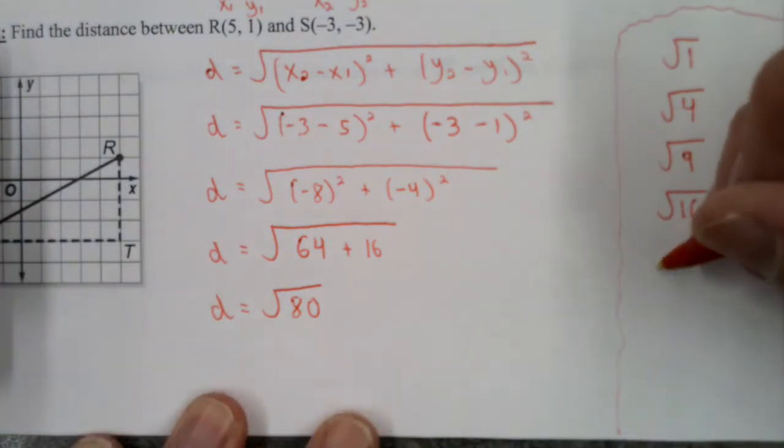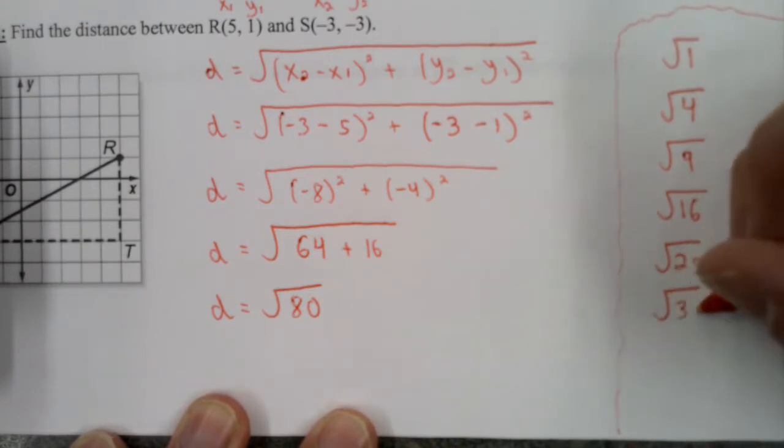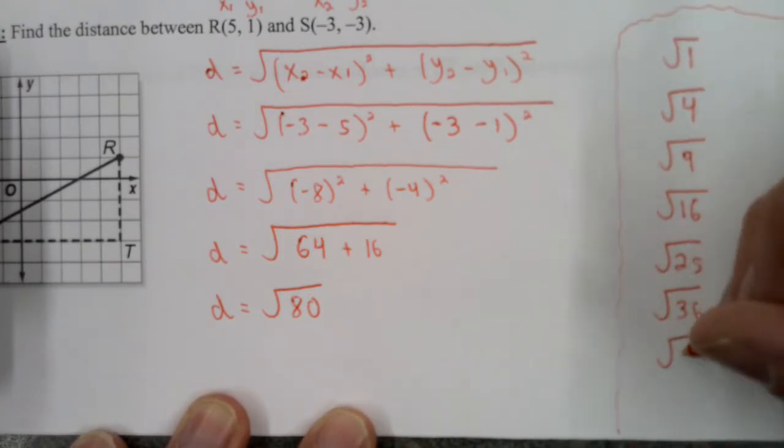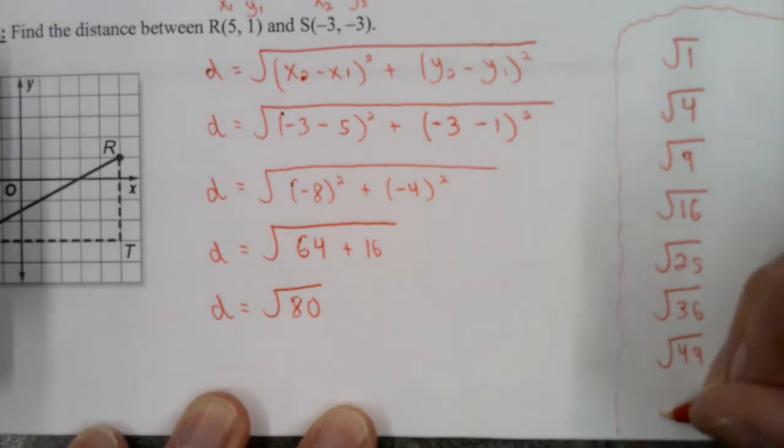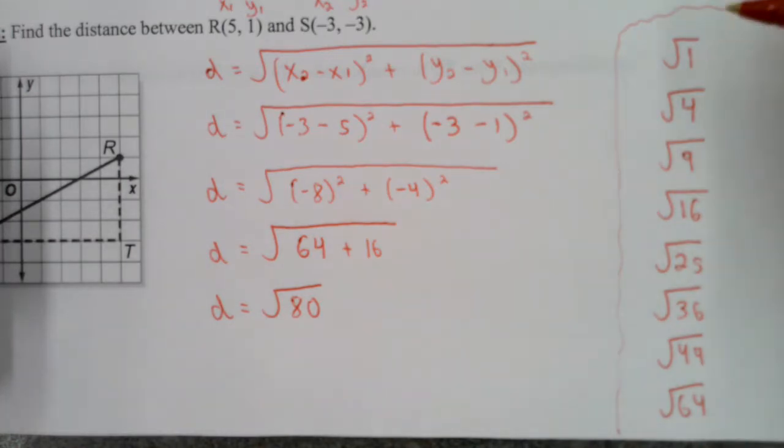I'm going to keep going. 25 is 5 times 5. 36 is 6 times 6. 49 is 7 times 7. 64 is 8 times 8, and so on. I'm going to stop there because that's good enough for now.